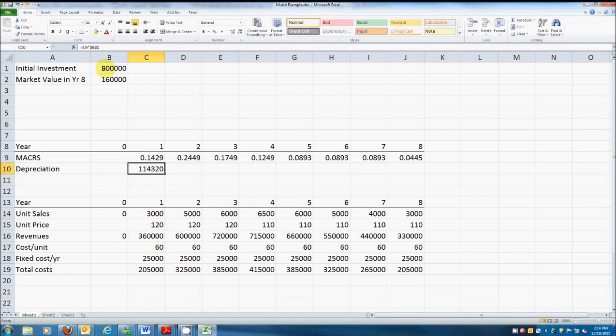I'm going to demonstrate now. I'll just drag it on over, and if I click here, notice that it still says B1. It's still multiplying by that initial investment.